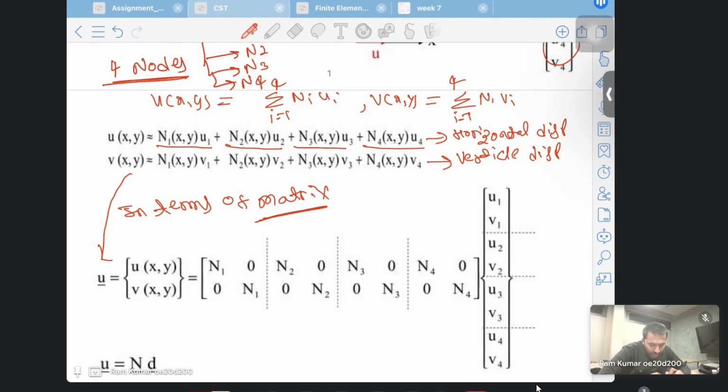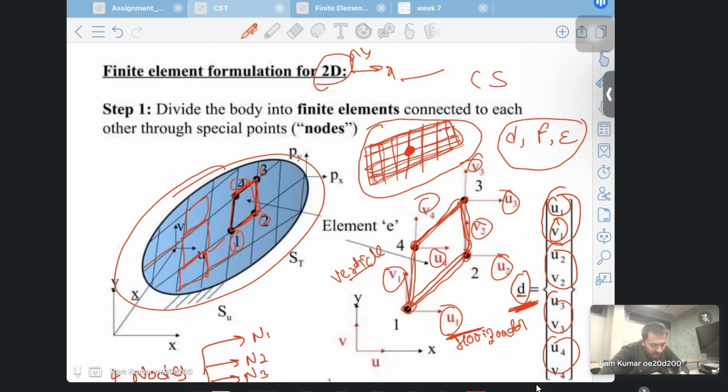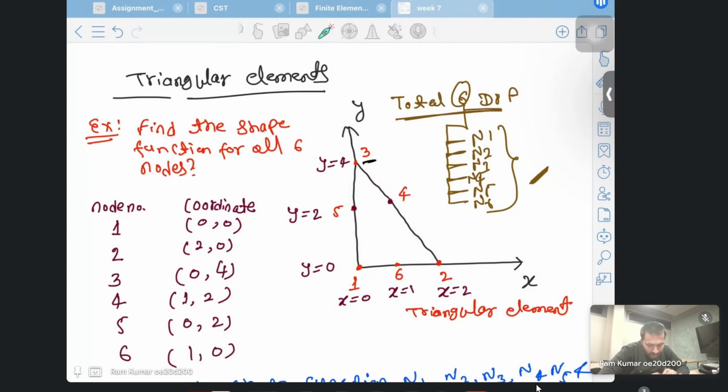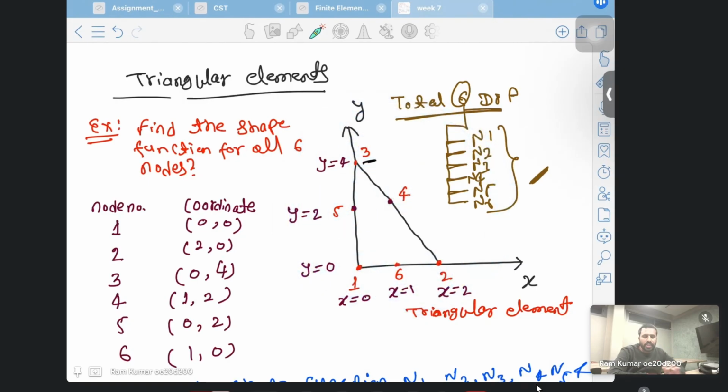Okay, thank you. So I will explain what we are doing. I'm just starting the CST, constant strain triangular element. I will give you a brief intro of what we are going to do today. This is one of the triangular elements, and we need to find the shape functions for this element. It has 6 nodes, node 1 to node 6, so it will have a total of 6 shape functions, N1, N2, N3 up to N6, and we need to find the expressions of these 6 shape functions.